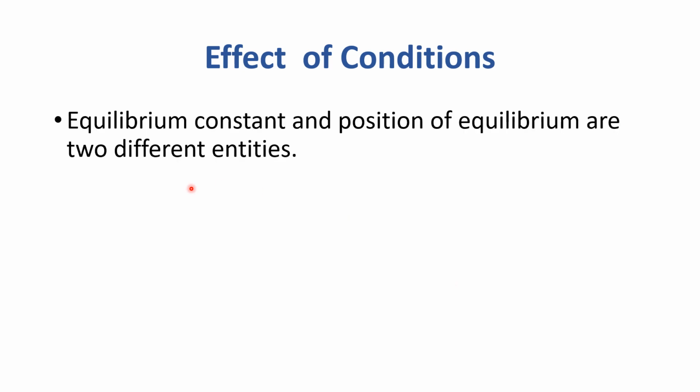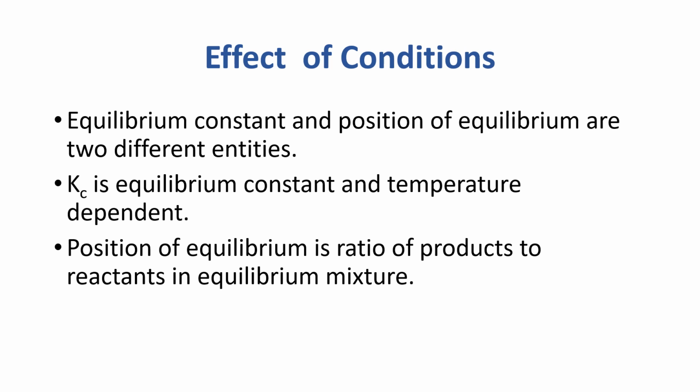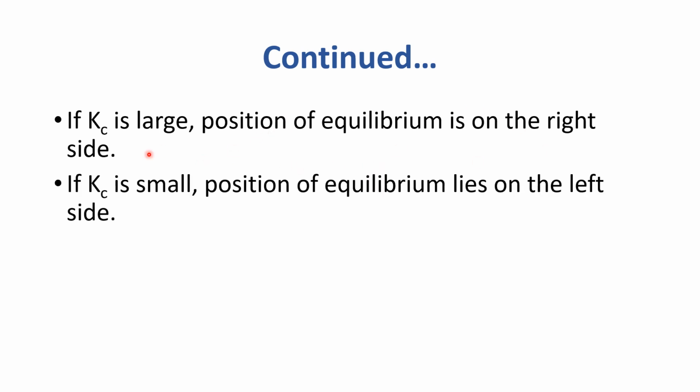Next is the effect of conditions. Equilibrium constant and position of equilibrium are two different entities. Kc is equilibrium constant जो कि temperature dependent है, जबकि position of equilibrium है वो ratio है products की to the reactants in equilibrium mixture. So if Kc is large, it means the position of equilibrium is on the right side. If Kc is small, it means position of equilibrium lies on the left side.